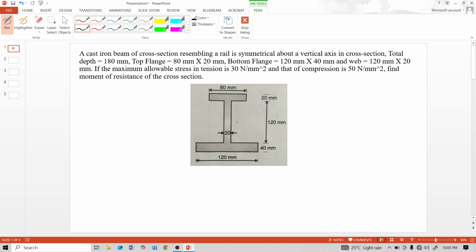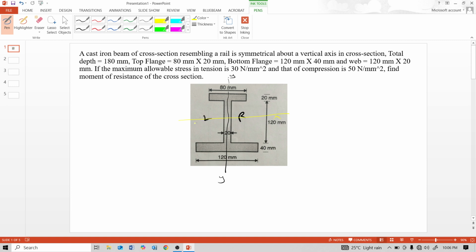So, see this cross section, I cross section. The material of this cross section is cast iron. For rail purposes, this cast iron cross section is made, and this cross section is symmetrical about this y-axis. See, the right side of this y-axis and the left side of the y-axis are both symmetrical, but this I section is not symmetrical about the x-axis.